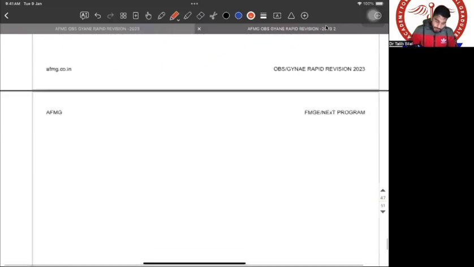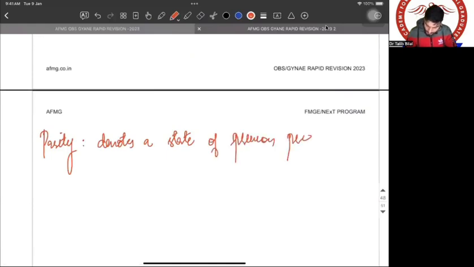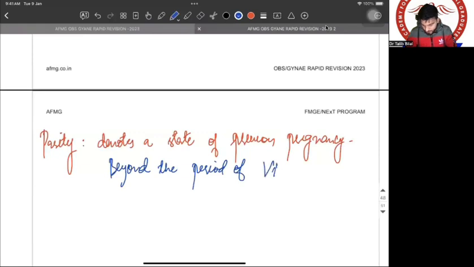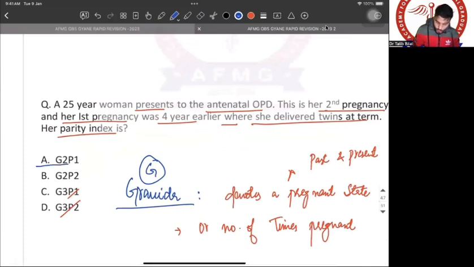Now, my dear student, then the parity. Parity denotes the state of previous pregnancy beyond the period of viability. Again, irrespective of the triplets, irrespective of the twins. Okay. So what is parity? Denotes a state of previous pregnancy beyond the period of viability. So that is 1. So here, guys, it's gravida 2, para 1.